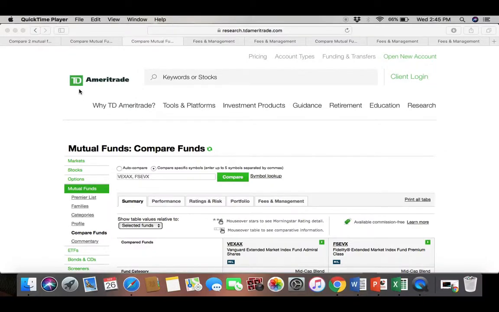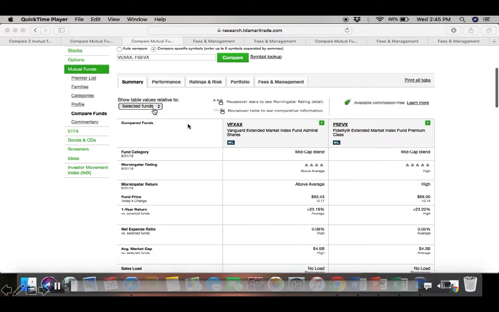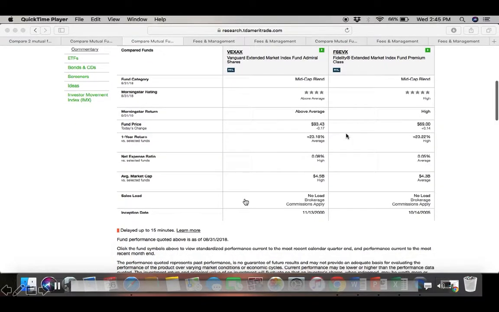Looking now at the domestic funds, we're going to look at the Vanguard Extended Market Index Fund, Admiral Shares, and then the Fidelity Extended Market Index Fund Premium Class. These are pretty similar in comparison.